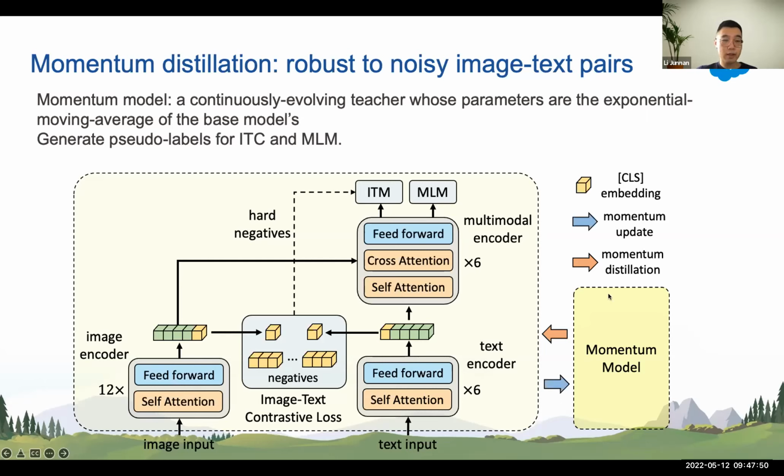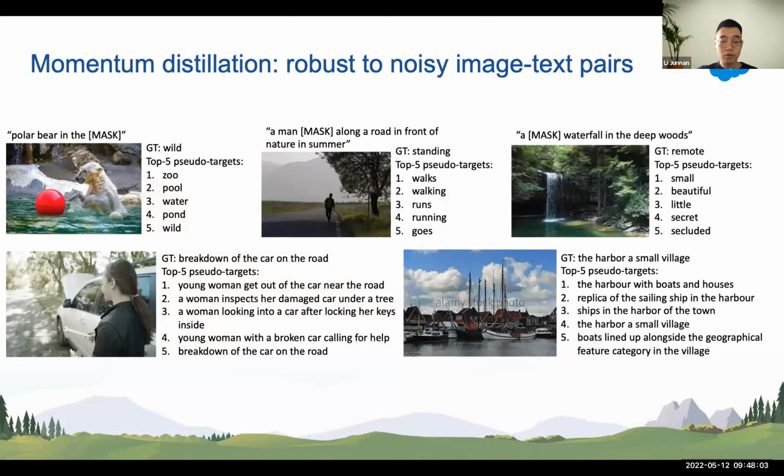And we use this momentum model to generate pseudo labels for our ITC, the contrastive loss, and the masked language modeling loss. I will not talk about how we do that. I'll just show you some examples to intuitively show why this is important. Here is the masked language modeling task, where we mask some words in the sentence and try to predict the ground truth token. Here we show 5 images and the corresponding ground truth word, and also the top 5 pseudo targets produced by this momentum model.